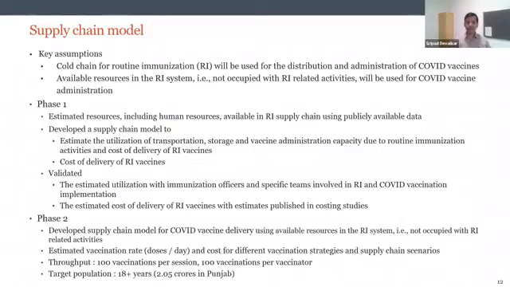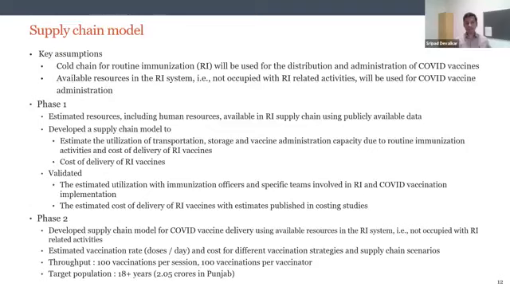And so that's what forms the first phase of the supply chain modeling exercise, which is estimating the resources, including human resources, that are available in total in the routine immunization supply chain. And for this, we largely relied on publicly available data. So the government puts out statistics on the routine immunization infrastructure, and I'll show them in just a second. But we also had conversations with state officials and district officials, immunization officers, to validate some of the data that we're using and, where possible, get more granular data.